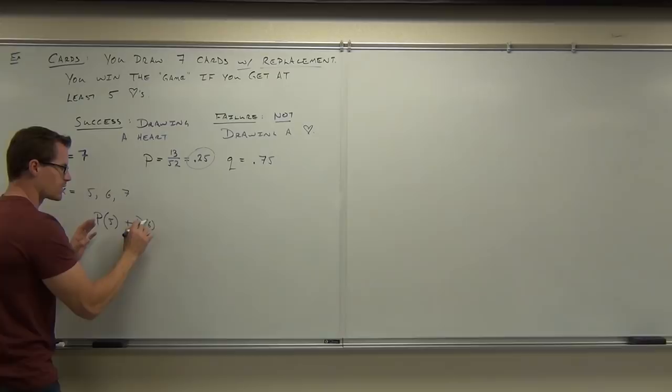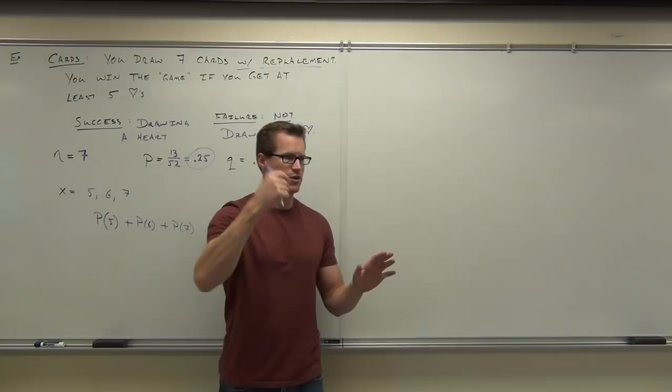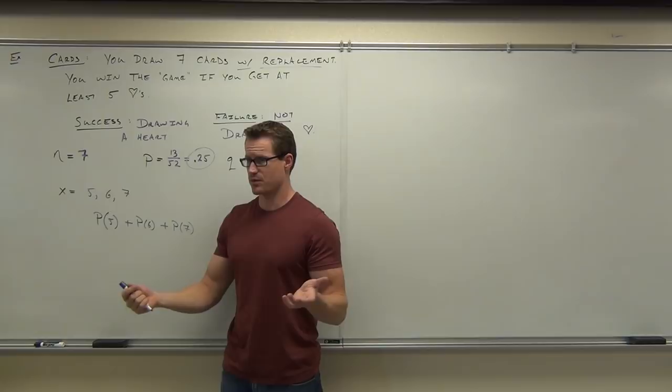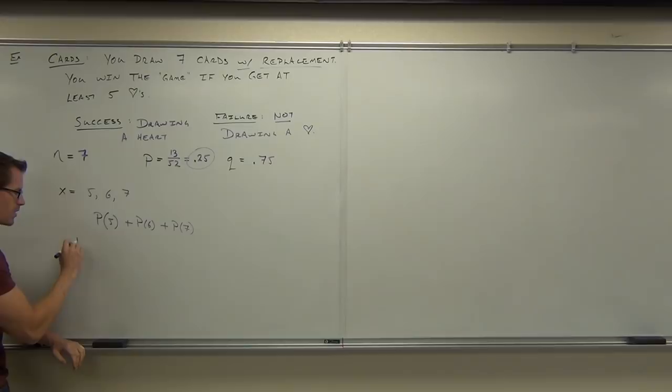Hearts plus the probability of getting 7 hearts would accomplish my game. If I get 5 hearts, 6 hearts, or 7 hearts, I win. True? If I pull up 7 hearts in a row, do I win the game? If I pull up 6 hearts, do I win? If I pull up 5 hearts, do I win? How about 4 hearts? No, I fail the game. So those right there would be the only ways that we can accomplish winning our game. This is the probability of getting at least 5 hearts.